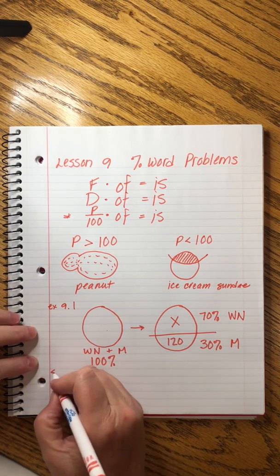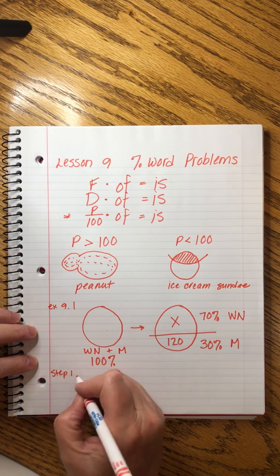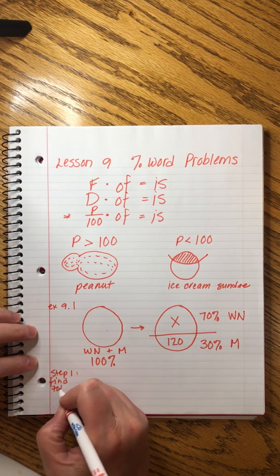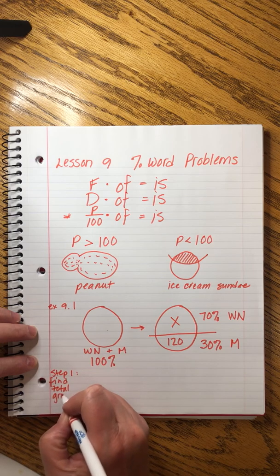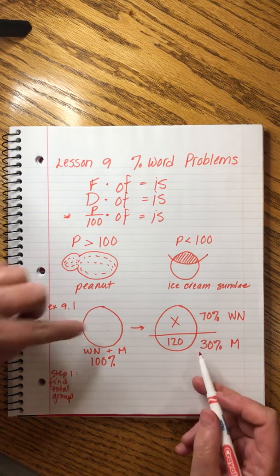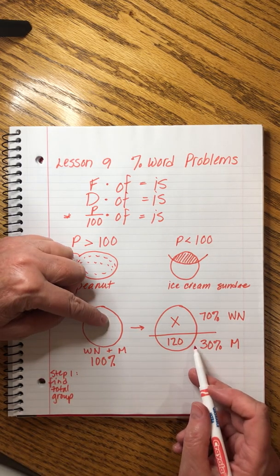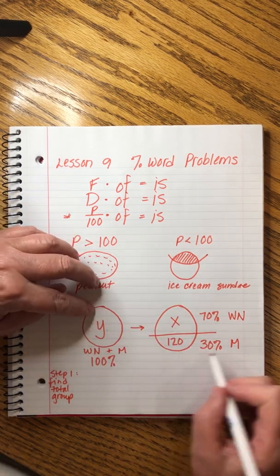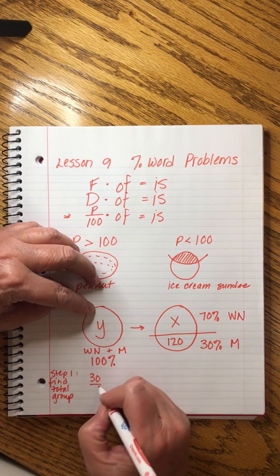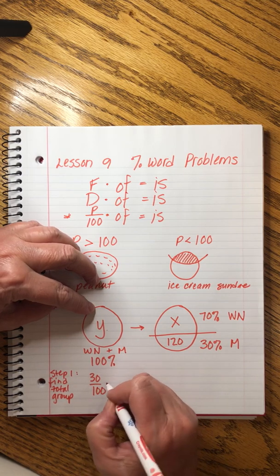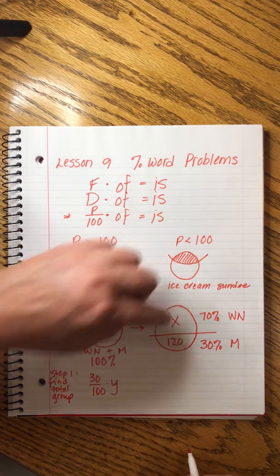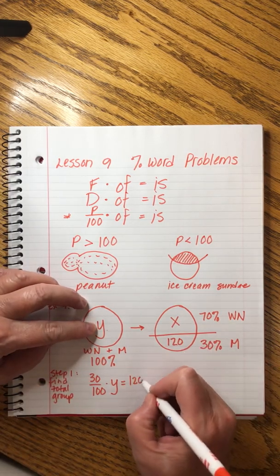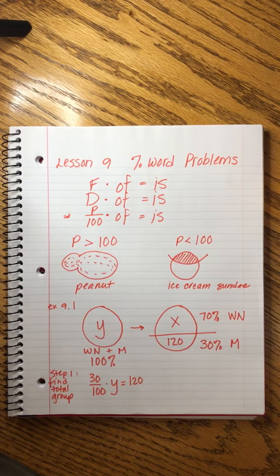So step 1 is we're going to find the total group. All right, and we're going to use this data to do it. So I'm going to call this y so that I can set up a little equation. We're going to say 30 over 100 times y, we'll use x for that one, equals 120. Cool? Okay.